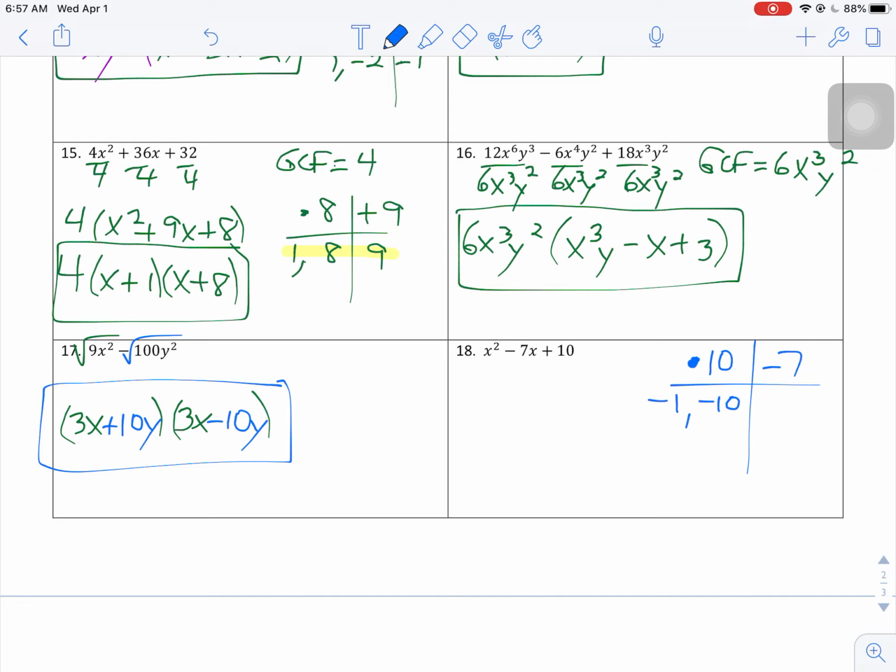So 10 divided by 1 is 10. Make them both negative. -1 plus -10 is -11. That does not work. Let me try 2. 10 divided by 2 is 5. Make them both negative. And there you go. -2 plus -5 is -7. So x minus 2, x minus 5.